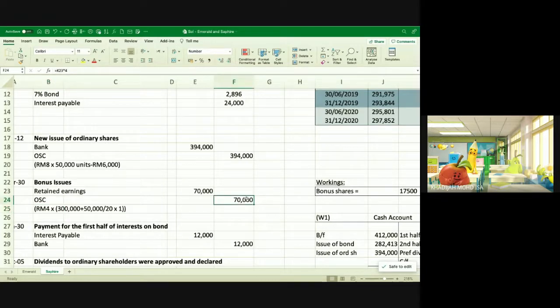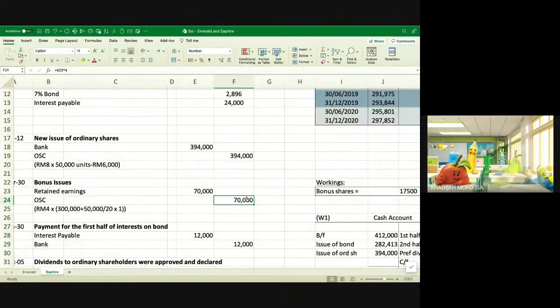70,000, right? So let's do it again. You have 300,000 initial shares plus 50,000 new shares, so you have 350,000 divided by 20, which is 17,500, times 4, because each share is 4 ringgit. So that's how you get 70,000. Debit your retained earnings, credit your ordinary share capital.